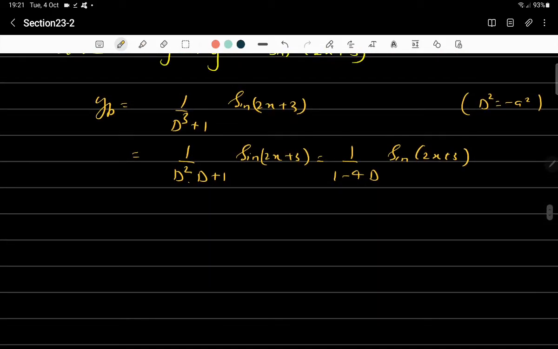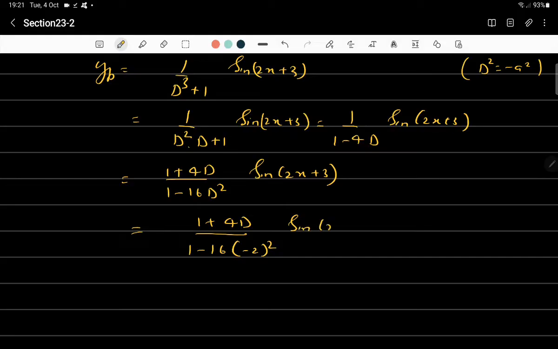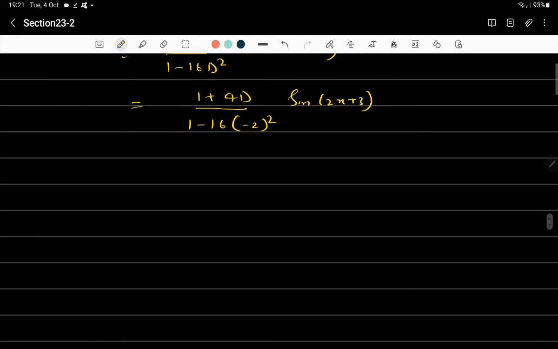Now you may think that you are stuck here because you do not know how to proceed further. You can only solve sine and cosine when it is of the form d square. So the choice is again to make it in the form of d square by rationalizing it. So it becomes 1 plus 4d by 1 minus 16d square, sine of 2x plus 3. Now again d square is equal to minus a square, so 1 minus 16 times minus 2 square, sine of 2x plus 3. So this would transform into 1 by 65, and I told you that I don't take the sine or cosine function on the left hand side as in the case of the exponential function, because I have to solve it further: 1 plus 4d, sine of 2x plus 3.